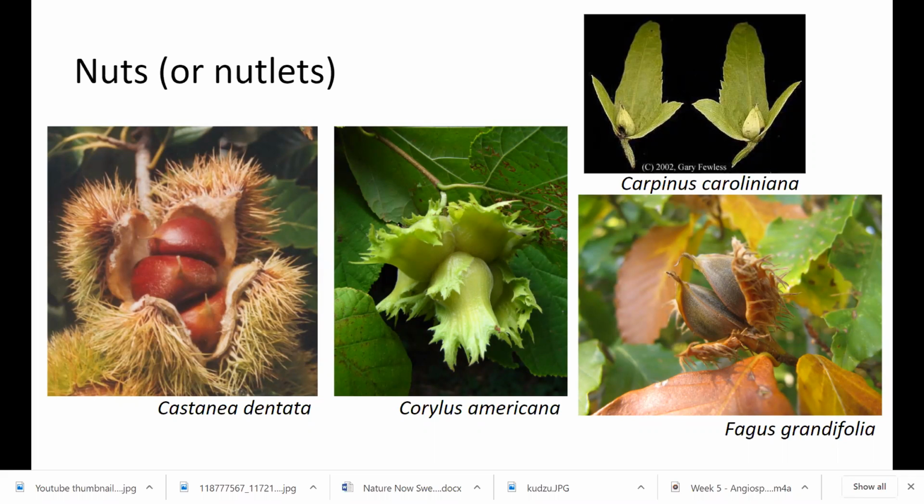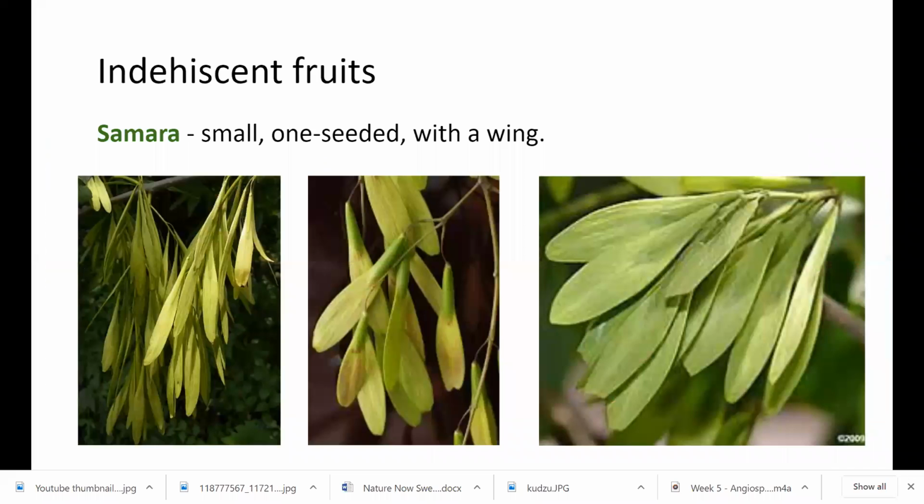Again, these are indehiscent fruits. So the fact that it has a husk is a little bit misleading because it looks like it might be the seed itself. But we know that it is an indehiscent fruit because the fruit is the seed itself. It might just have a husk on the outside, but we don't consider that part of the fruit.